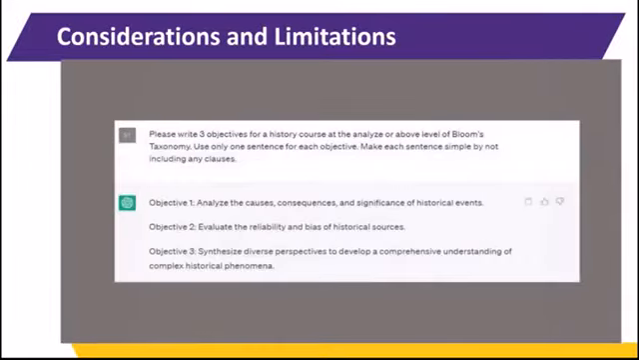So now in our new screenshot, I have revised our prompt to say, write 3 objectives for a history course at the analyze or above level of Bloom's taxonomy. Use only 1 sentence for each objective. Make each sentence simple by not including any clauses. Sounds kind of odd when you see how specific I get, but you'll notice if you play with it yourself that if you don't add some of these additional specific guidelines, ChatGPT and other tools can have a tendency to write much longer descriptions in response to your prompt, almost like it's writing a book report at you.